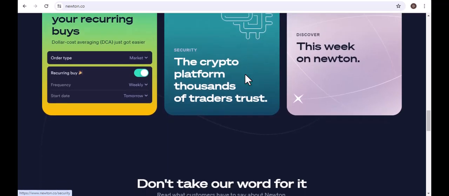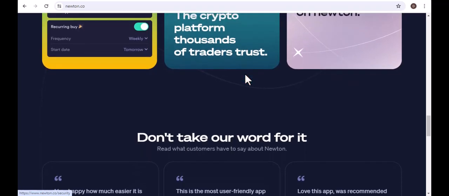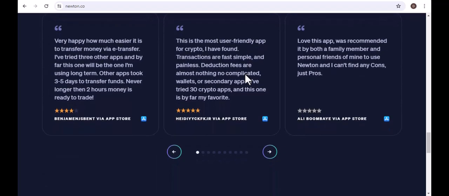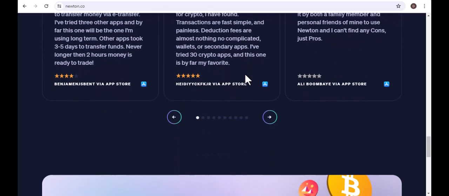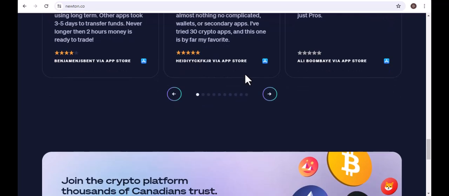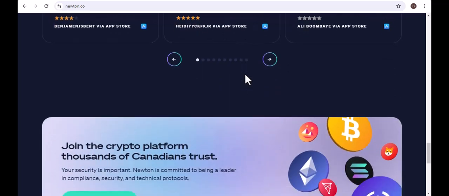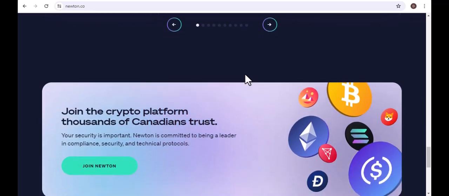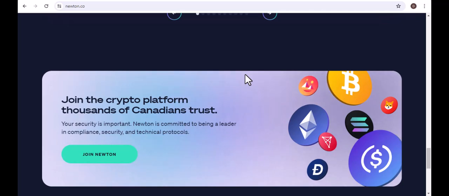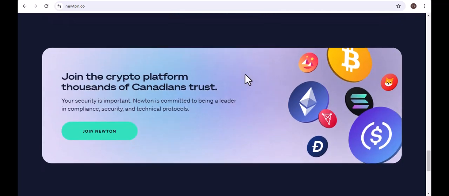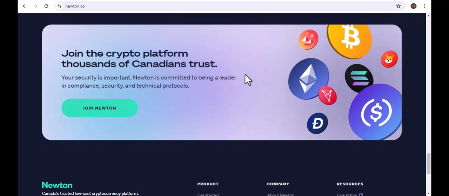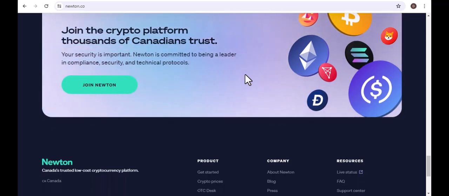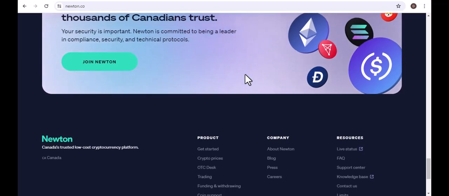And the answer is a resounding yes. Newton does support stablecoin trading. In fact, they have been an early adopter and a strong supporter of stablecoin projects in Canada. As early as May 2020, Newton announced the introduction of new stablecoin pairs, including USDT/USDC, XMR/USDC, and BTC/USDC. This demonstrated their forward-thinking approach and their commitment to providing users with diverse trading options.